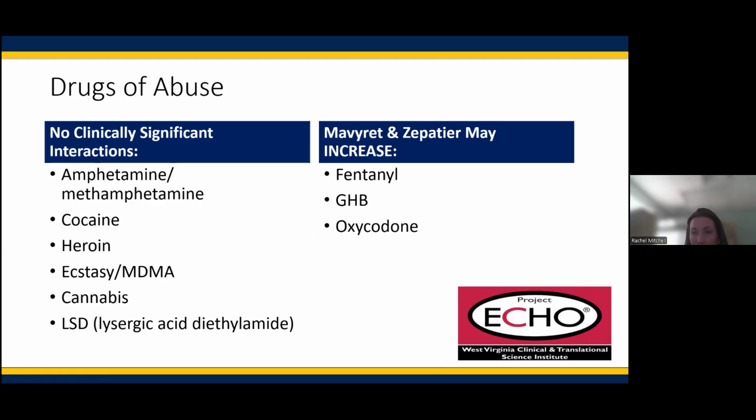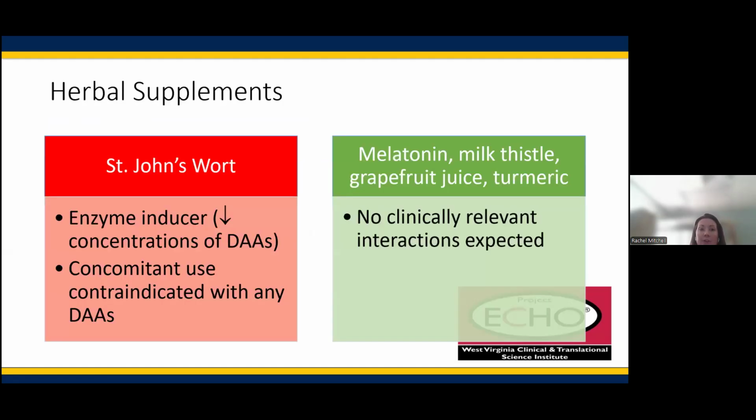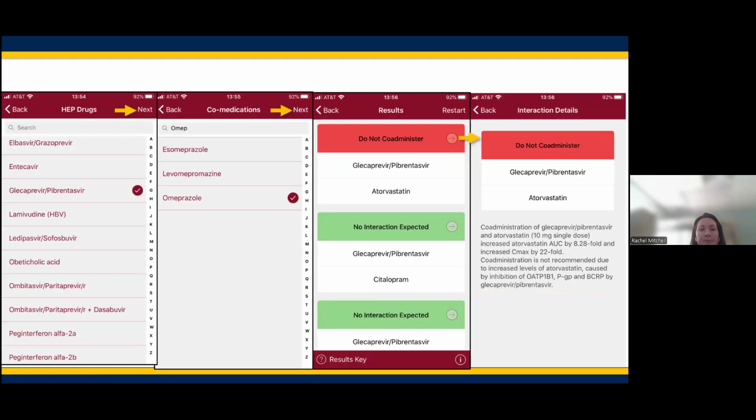Any other questions? Amanda Curry said that GHB, I believe, is the date rape drug. Yes. I'm forgetting the roofie, right? Is that what it is now that you've said that? Okay. Thank you for that. All right.